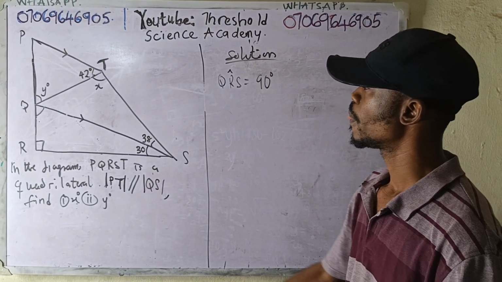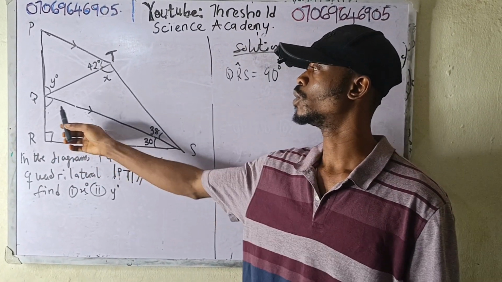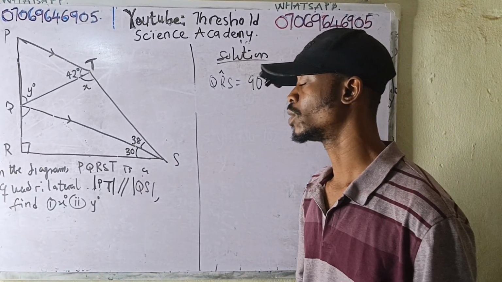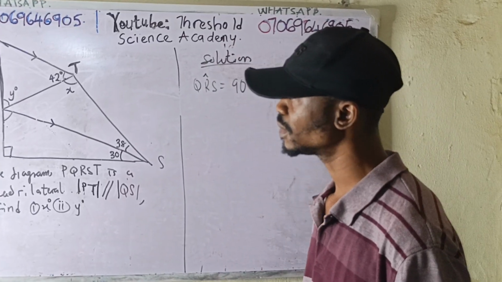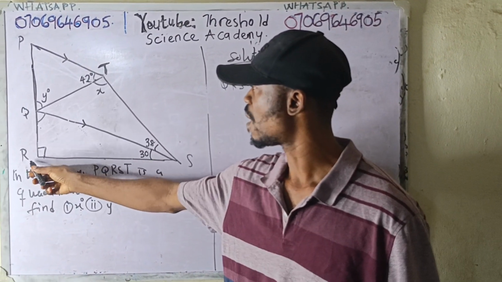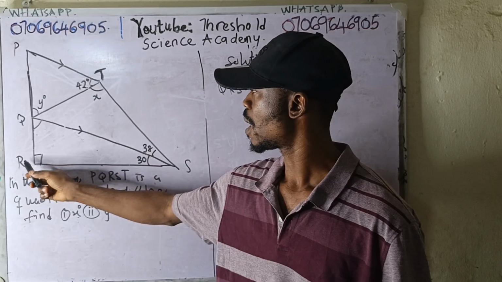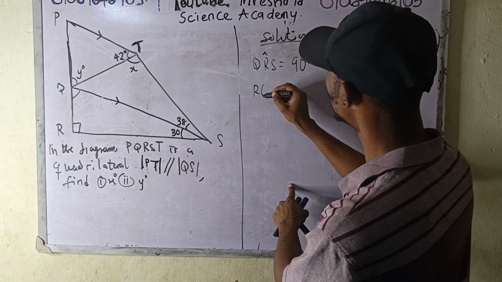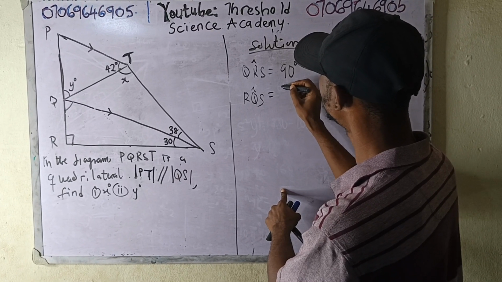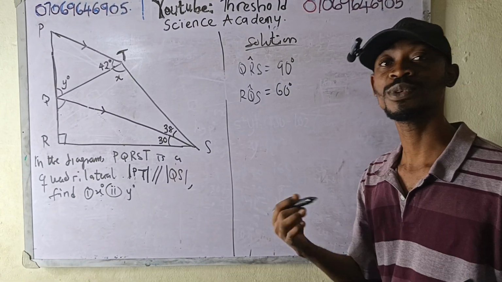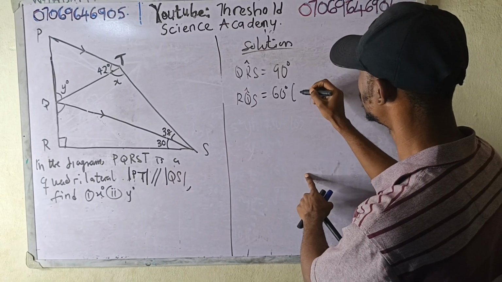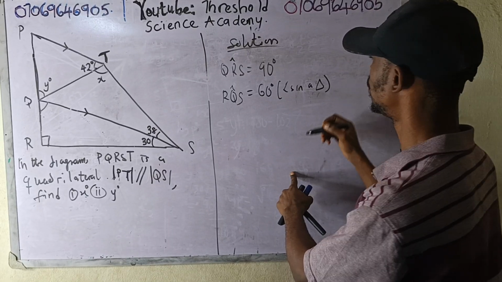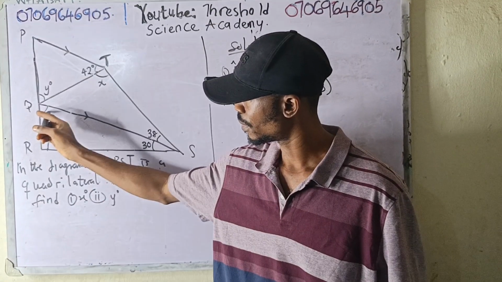Another thing we should know is that if this is 90 and this is 30, automatically this is going to be what? 60, because all the angles in a triangle have to add up to 180. So we know that this angle RQS is 60 degrees. What's your reason? You must always put reasons why things are what they are in geometry. That's angles in a triangle. You understand? So this is 60 degrees. Let's just put it there.